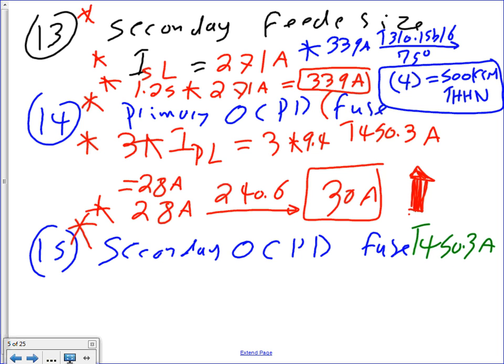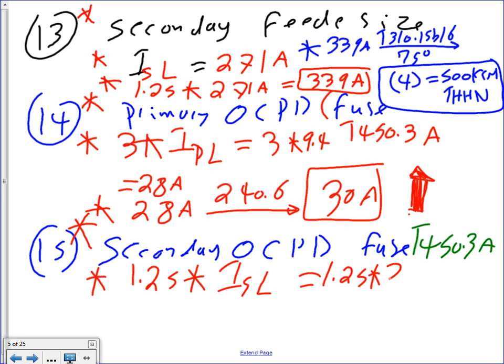450.3(A). Same table. Okay. On the secondary side, guys, I'm going to show you the multiplier that we'll be using. The multiplier is 1.25. Multiply 1.25 by I secondary line. What's the I secondary line? 271 amps. And that will give me a healthy 339 amps. We did that calculation before, right?